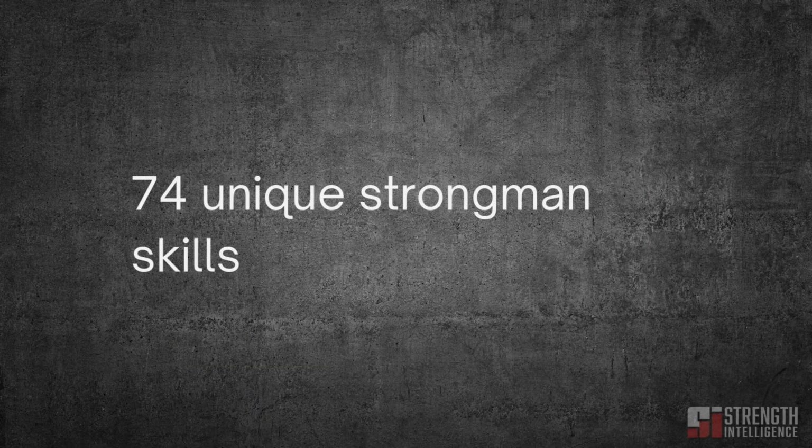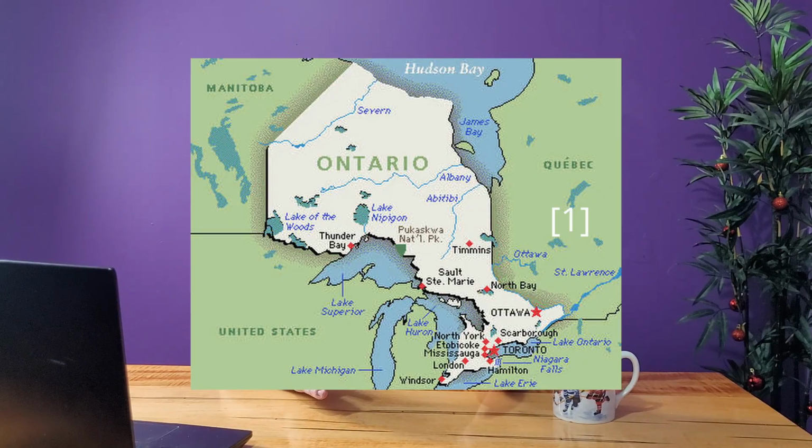In case you missed the last episode, I tried to answer the question, what skills should a strongman athlete master, through the first study that I present in the book in chapter 2. And what I found there was that there was 74 unique strongman skills that amateur athletes in Ontario had to prepare for across a 5-year period.